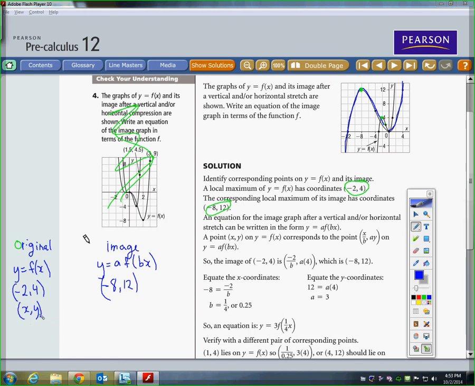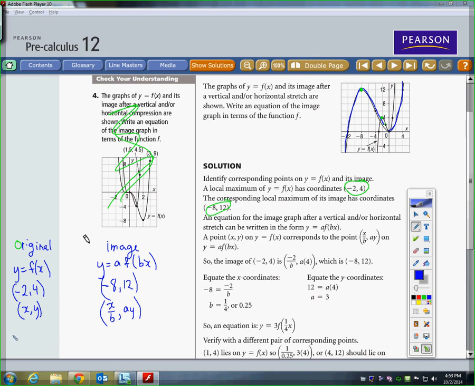Well, how does that work again? My x, if you recall, my x gets divided by b, right? So the corresponding point for x, over here, would be x divided by b, comma, my corresponding point for the y, remember that gets multiplied by a, so this would be ay. Okay, so we're almost there, and I kind of like to think this through a little bit logically. So let's just look at the x values first.